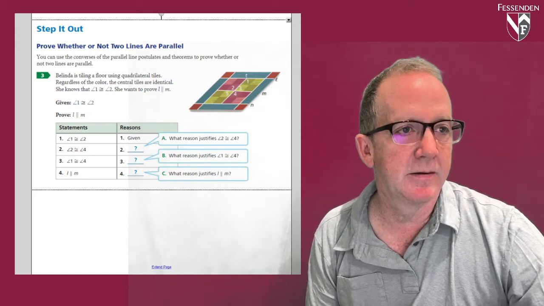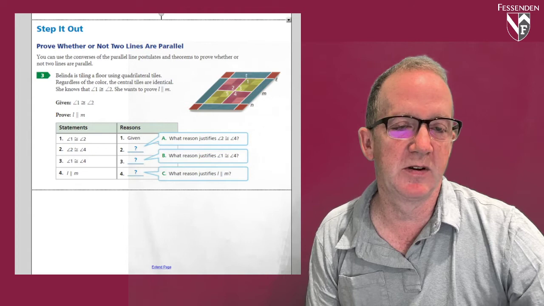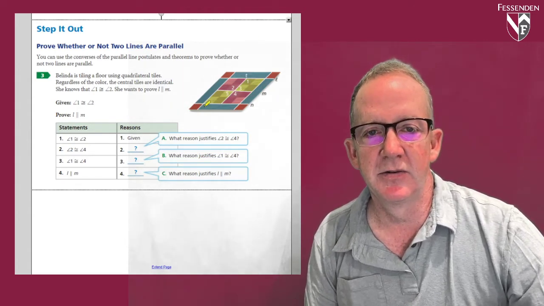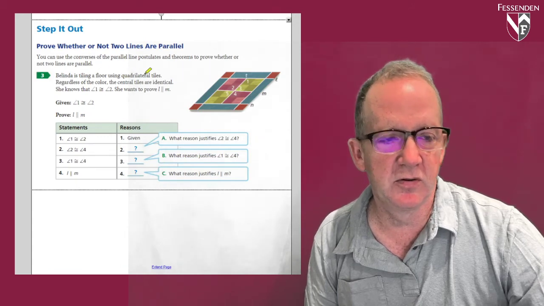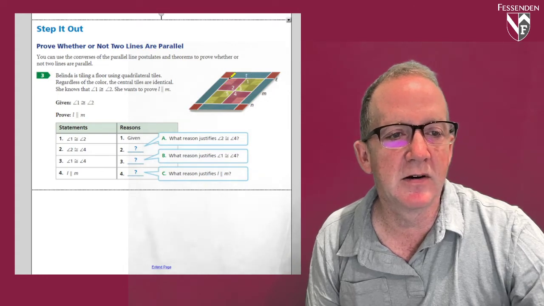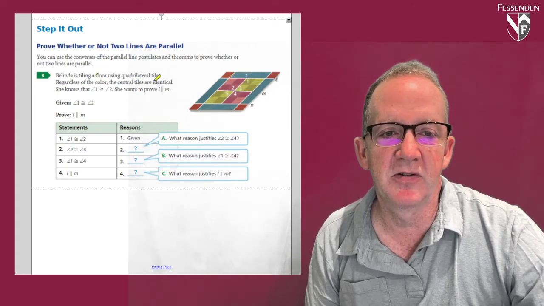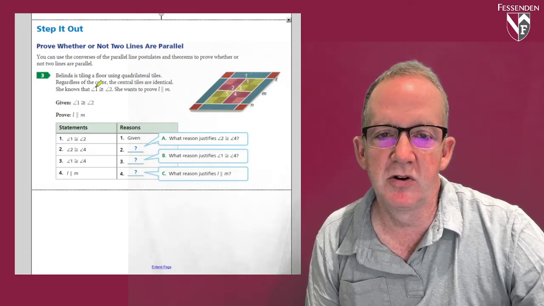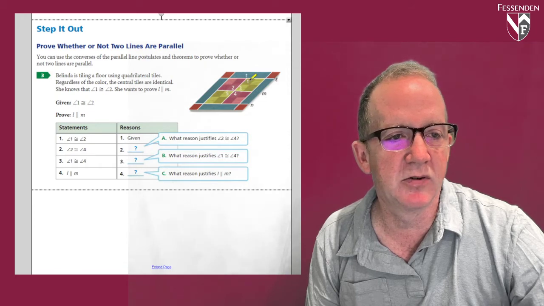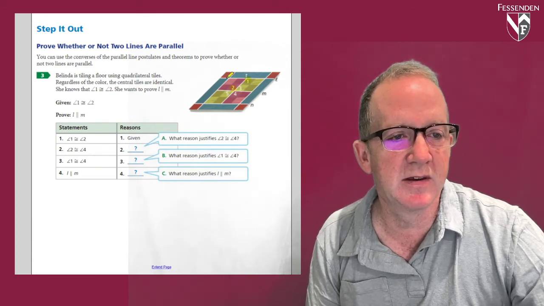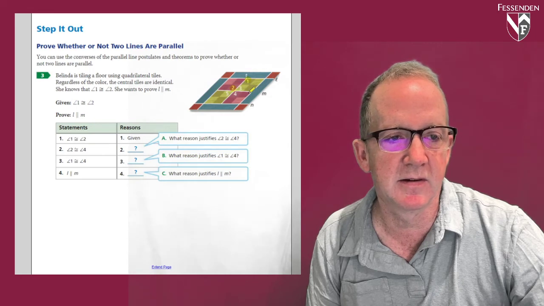Let's read it, which I should have done before in that flow proof to see if it makes sense. But right now, whenever you're doing a proof, read it and see if it makes sense. So Belinda is tiling a floor using quadrilateral tiles. Okay, four-sided tiles. Regardless of the color, the central tiles are identical, congruent. Okay, they're congruent. She knows that angle 1 is congruent to angle 2. All right, she knows those two are congruent. She wants to prove that this line is parallel to this line.